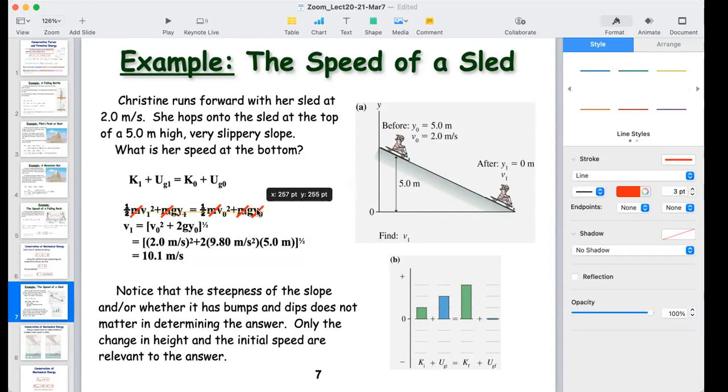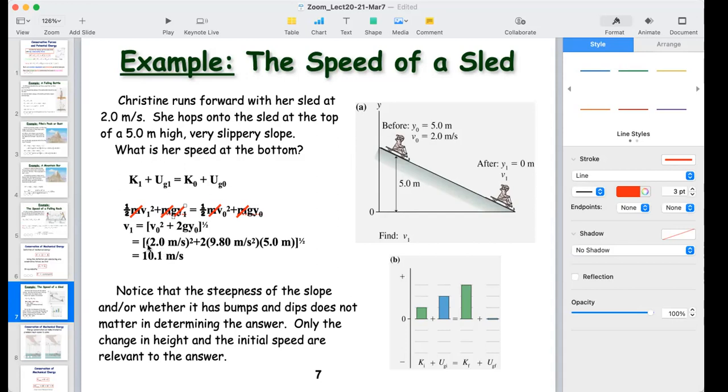So this one, y naught, is equal to 0, right? No, sorry. y1 is equal to 0. Yeah, y1 is equal to 0. So this one goes away. Here we have 1/2 v1 squared is equal to 1/2 v0 squared. And here we have g y initial, which is 5 meters. So yes, this comes to this equation.